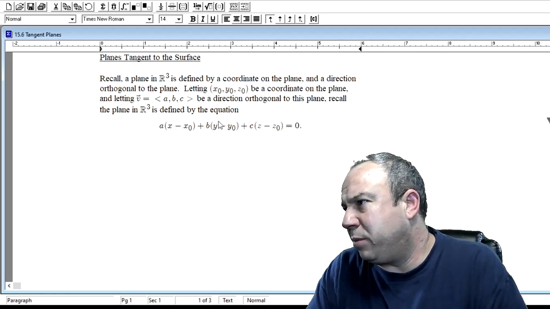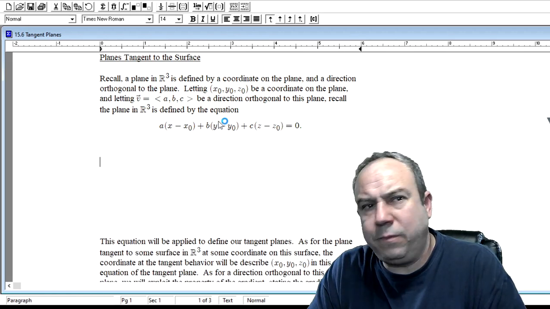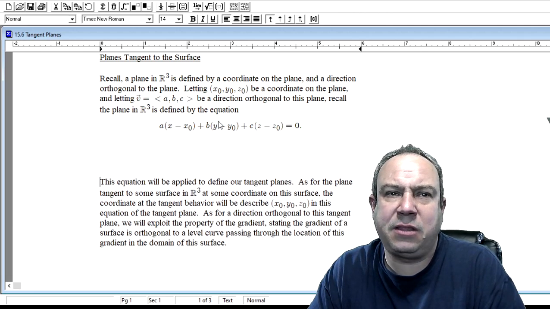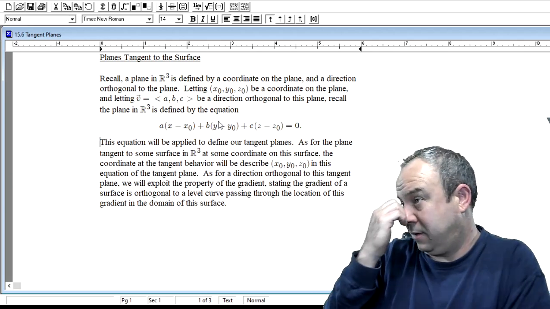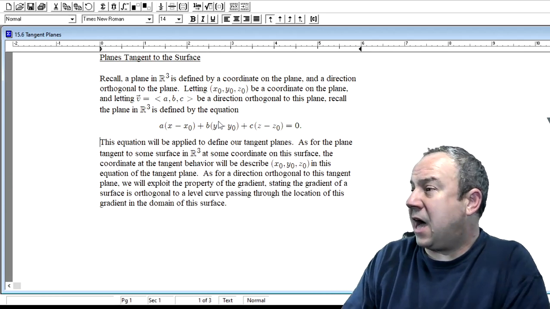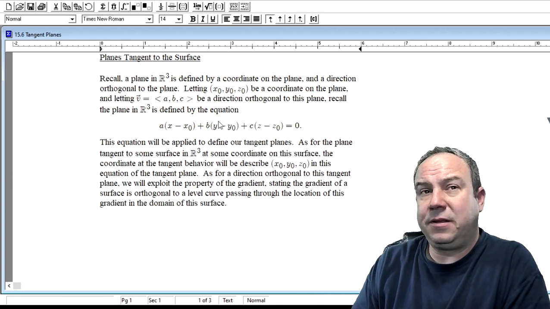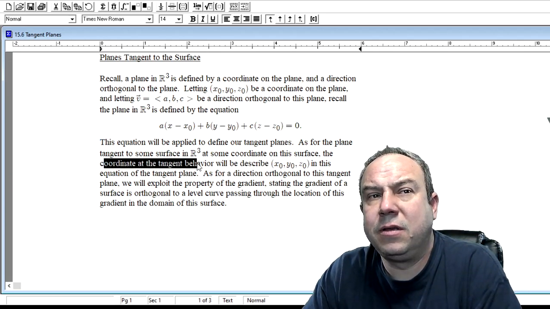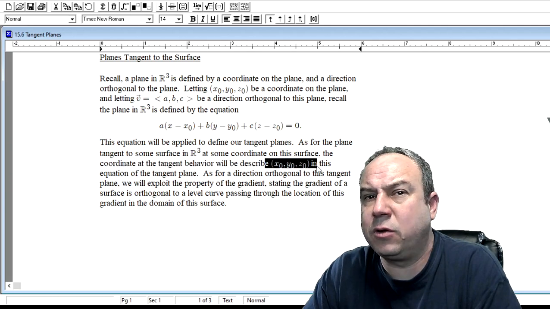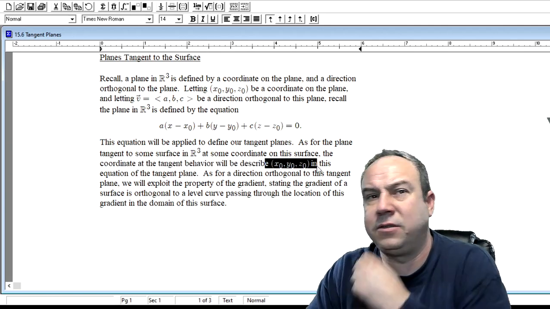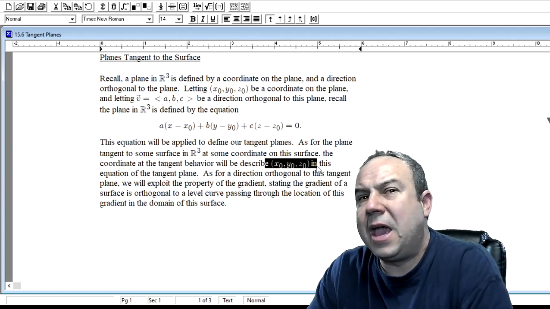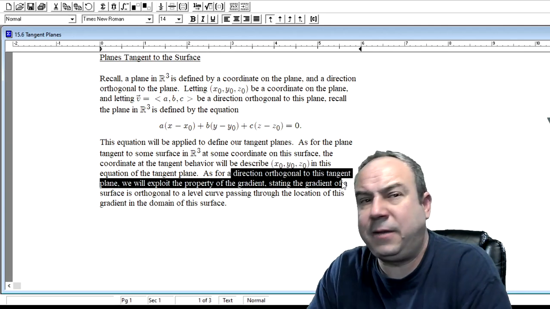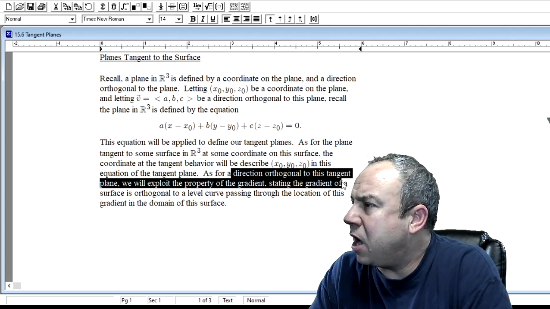In the case for the plane tangent to the surface, though, the point of tangent behavior will actually end up being the point on our tangent plane. The coordinate at that tangent behavior is going to be what describes x null, y null, z null. As for the direction orthogonal to this tangent plane, we're going to exploit a property of the gradient.